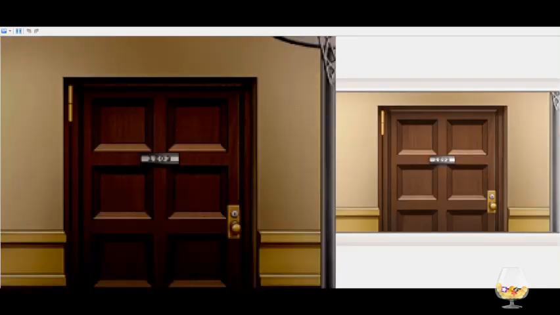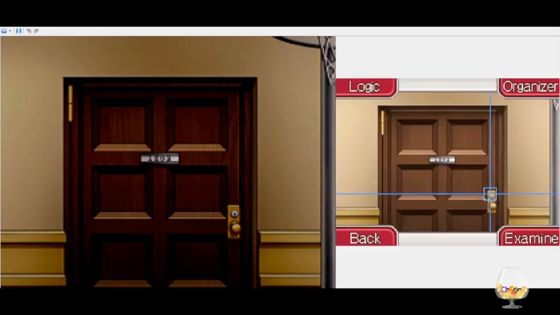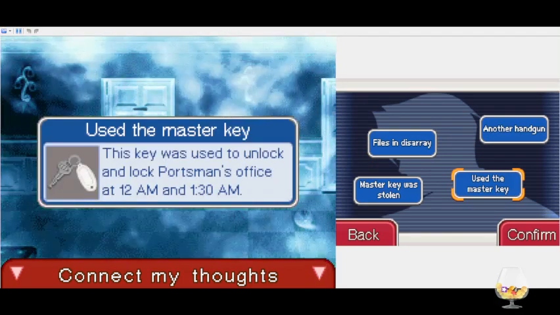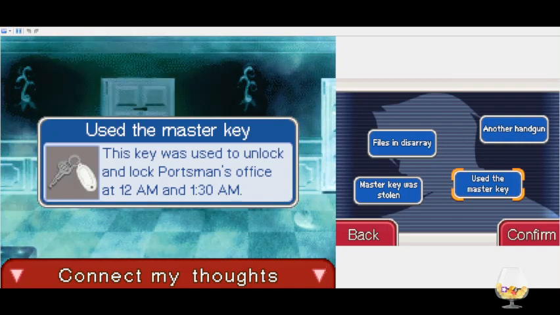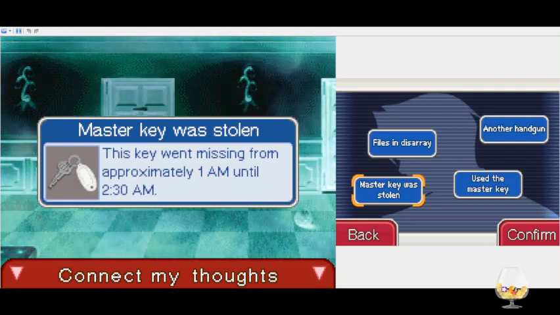Oh wait, this is what I want. Okay. The key was used to unlock and lock his office. The key went missing between 1 a.m. and 2:30.